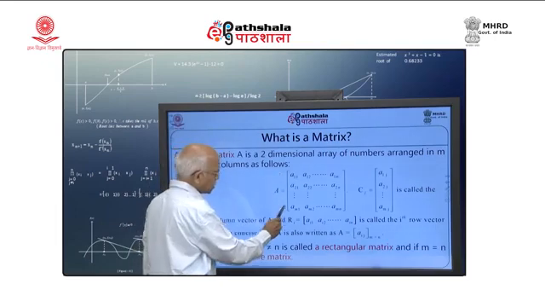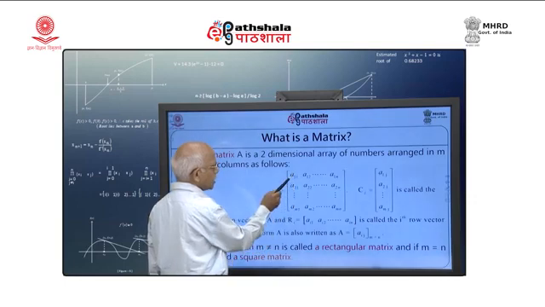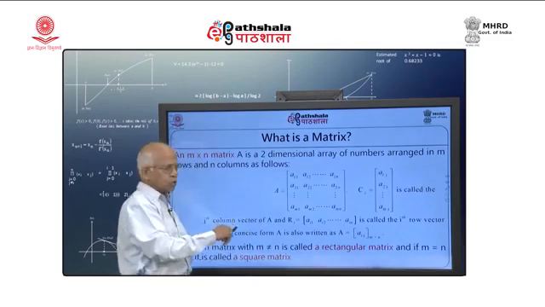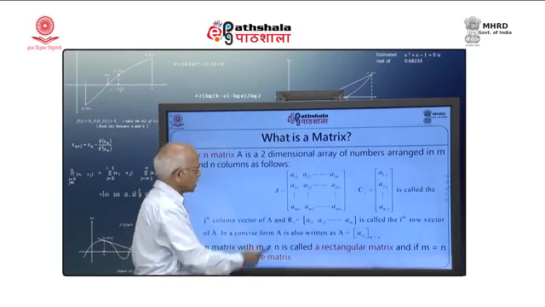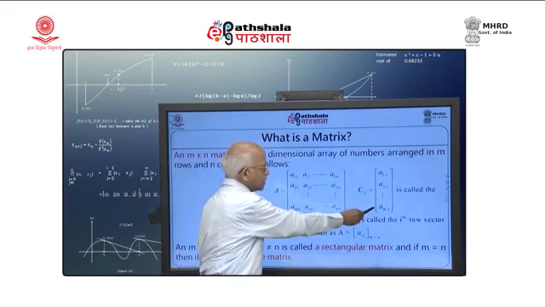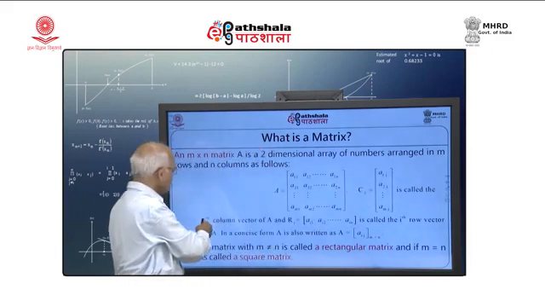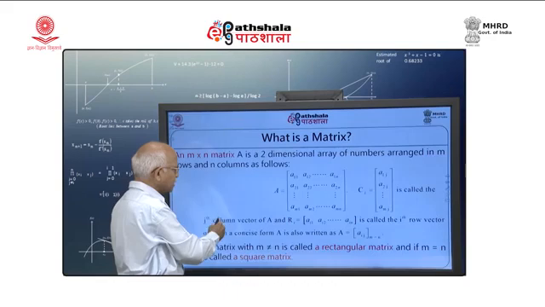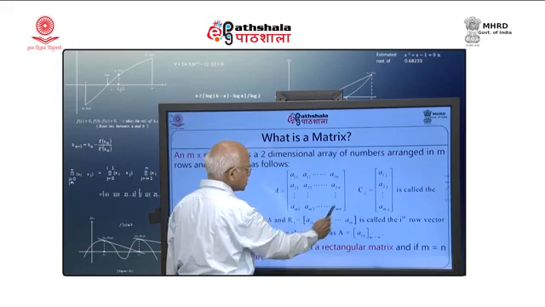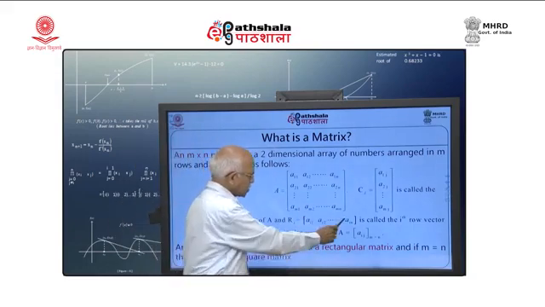So there will be m rows here and n columns. The first row elements I denote by A 1 1, A 1 2, up to A 1 n. The first suffix denotes the row number, the second suffix denotes the column number, and like that I get this particular matrix. C j is a column matrix, because I am getting only one column, so I call it a column matrix, or the jth column vector. And R i will be nothing but the ith row vector.